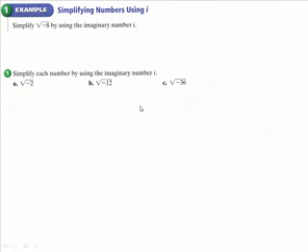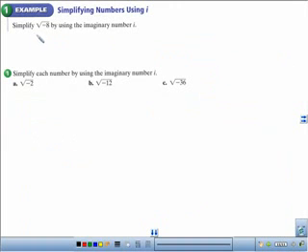Moving on. Simplifying numbers using i. Now simplify the square root of -8 by using the imaginary number i. So you have the square root of -8 and you need to simplify this. What you're going to do is take an i out. If you take an i out, then this -8 becomes positive. When you take the i out, the imaginary part, you're left with just a +8.